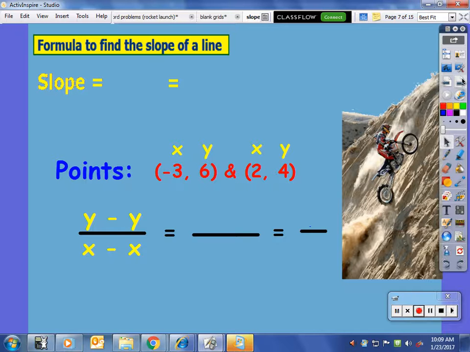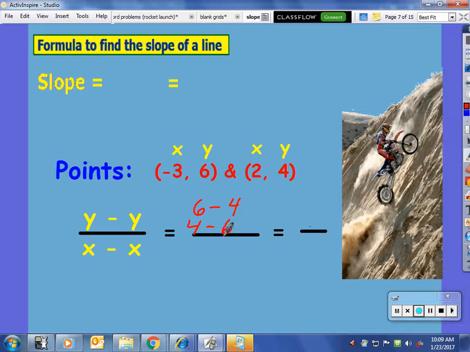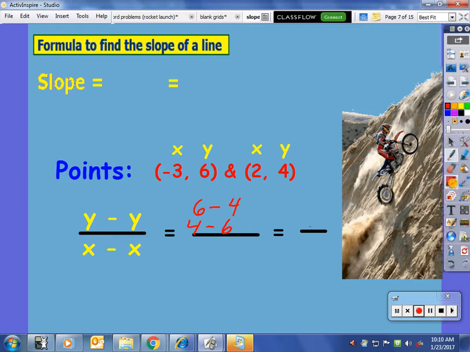Okay, so find the slope of the line that contains these points. I'm giving you 2 points, (-3, 6) and (2, 4). That's what your homework will look like. You're not going to be given pictures. You're going to be given 2 points, and your job is to find the slope between those 2 points. You do it by doing y minus y over x minus x. Now, you have a choice. What are my 2 y values? 4 and 6. I can either do 6 minus 4, or I could do 4 minus 6. Either way, you would get the same answer.